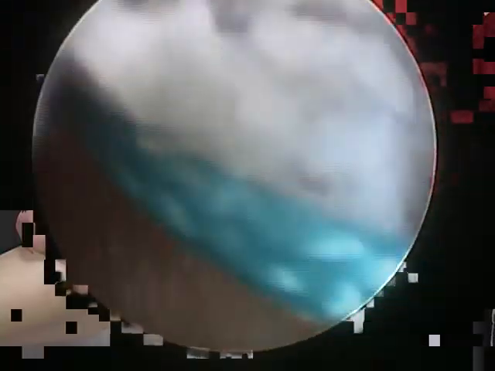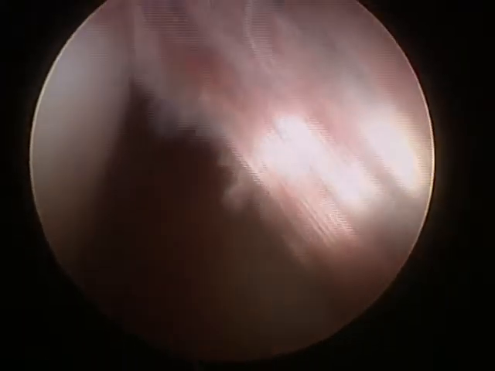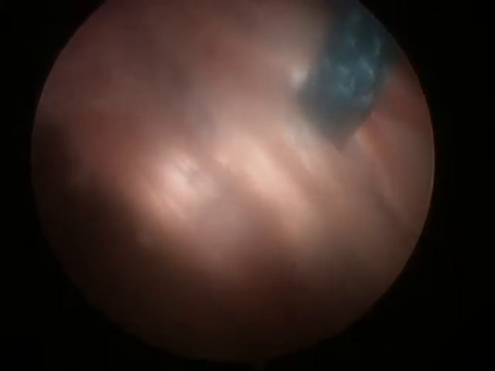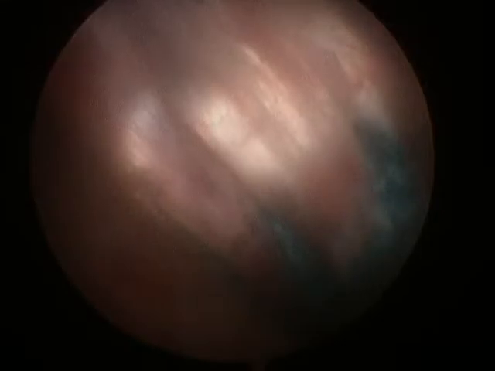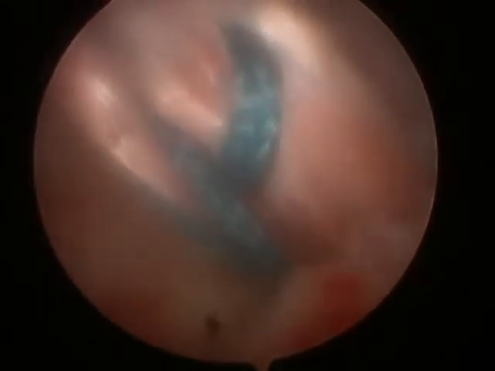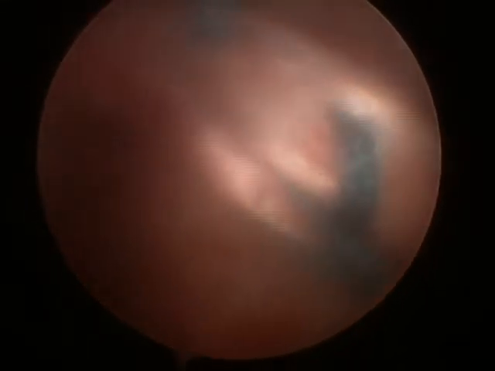tibia, across the knee joint, and up into the femur. That wire then is exchanged with an absorbable pin, which secures the graft on the femoral side, and I use a screw and another fixation device to secure the graft on the tibial side.